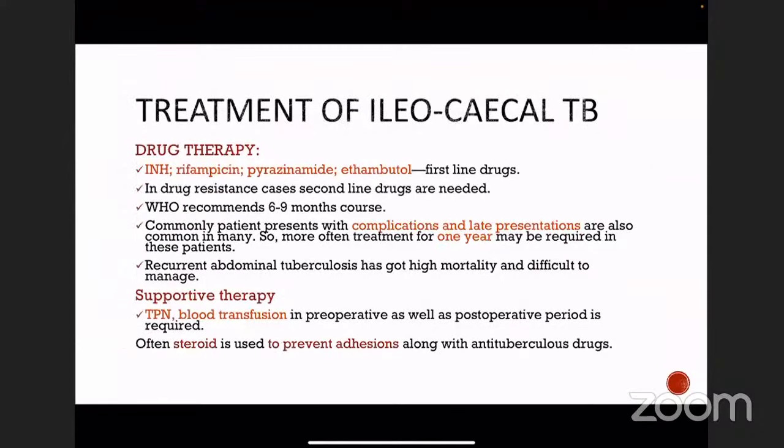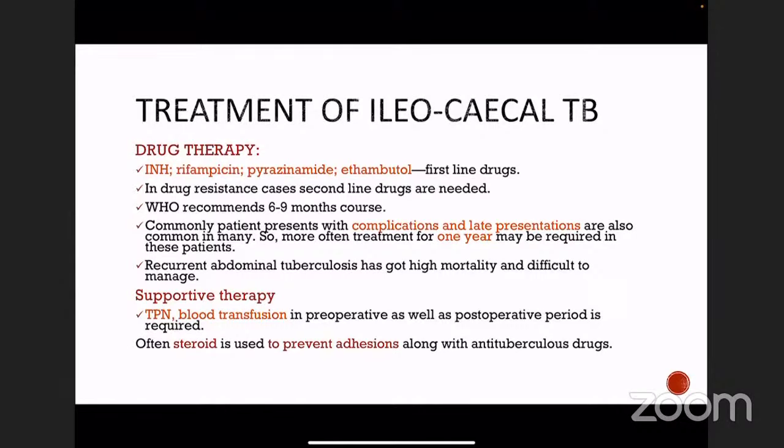Now we will jump to the treatment part. First of all, before starting any treatment, I have not mentioned it here, but the most important thing is to counsel the patient that he is having tuberculosis. You have to make the patient understand the importance of taking treatment and not becoming a defaulter, not skipping the treatment. What is the importance of it? And when to come back to the doctor? Everything is important to make the patient understand.